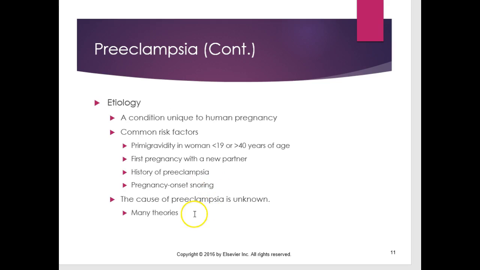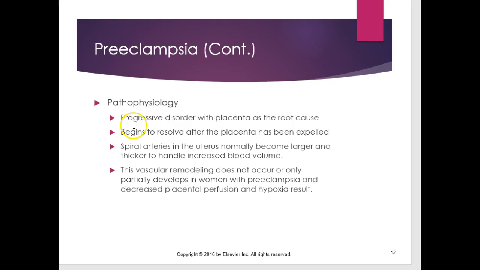We know that it has something to do with vascular compromise and activation of vascular constriction, but we don't know exactly the mechanism that makes this happen. So pathology, it's a progressive disorder as the placenta is the root cause. Once the placenta is gone, that's how I keep saying delivery is the cure. Delivery is the cure. Once the placenta is gone, we remove the majority of the factors. We know that there's a small number of people who have it early postpartum. It begins to resolve when the placenta has been expelled.